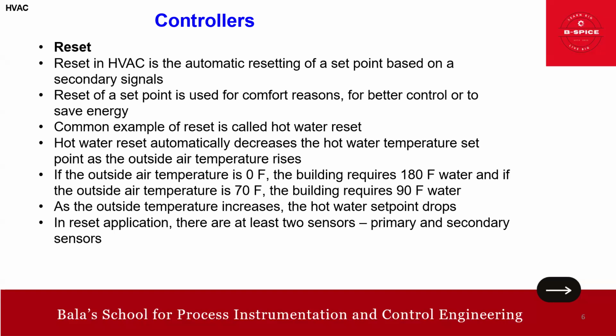Okay. So if you consider this example, hot water temperature is the one which is controlled, right? Therefore, hot water sensor is a primary sensor. So the outside air temperature sensor is a secondary sensor. Okay. So that is the point. The function of secondary sensor, that is outside air temperature sensor, is to reset or automatically change the set point of the controller. Okay. This is the meaning actually. So just remember the hot water reset.